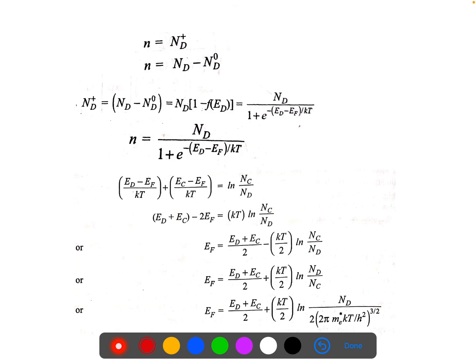So if you solve this, you will end up with EF, the value for EF. Now take this EF value. It's a simple thing, you don't need to worry about it. You have taken the kT to the other side, the 2EF was there, so you have taken the 2 to the other side, and you are getting the EF value. Just rearrange the whole equation. NC by ND it was, so just reverse it so that the minus sign is taken care of.